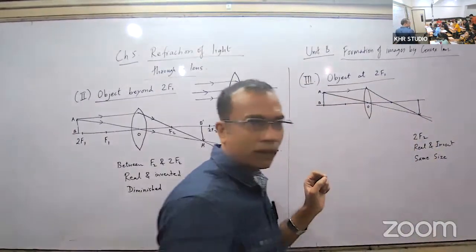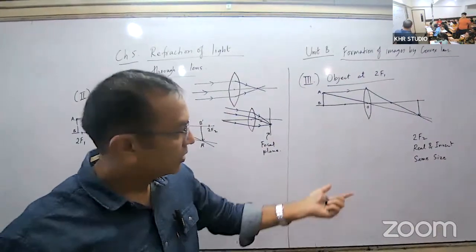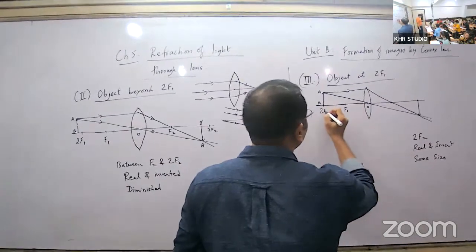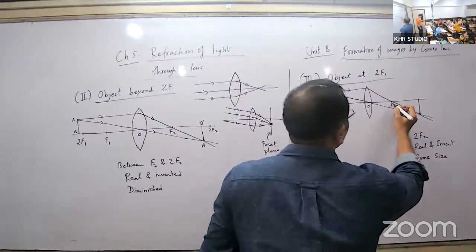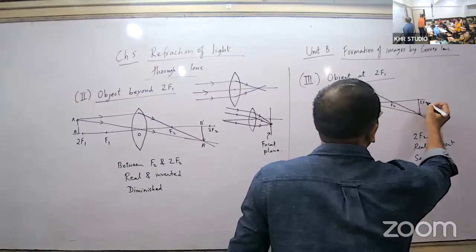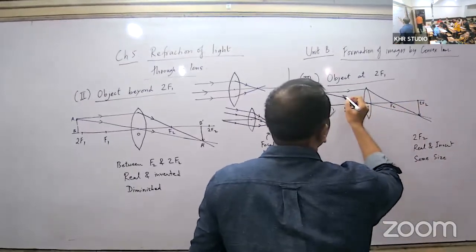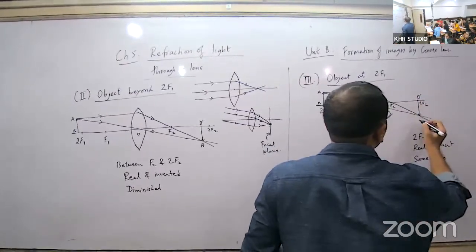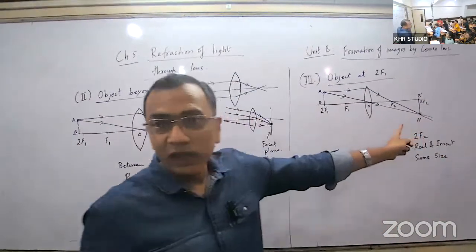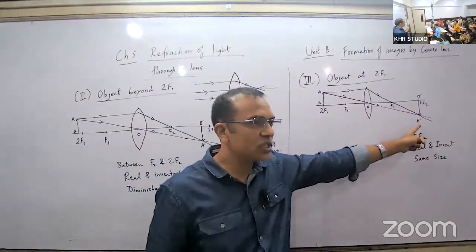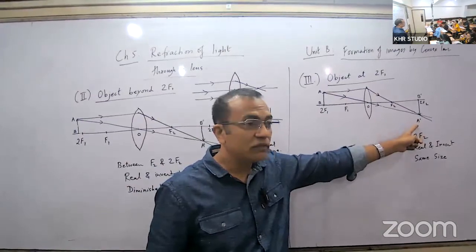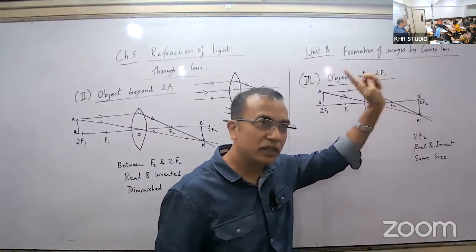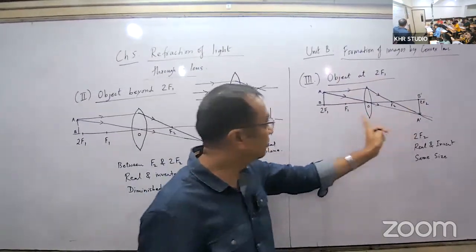This is the trick. Okay, know the nature. So the labeling has to be correct. The image has to have dash. A, B, object labeling; A dash, B dash, image labeling. Now here, the image should be of the same size.